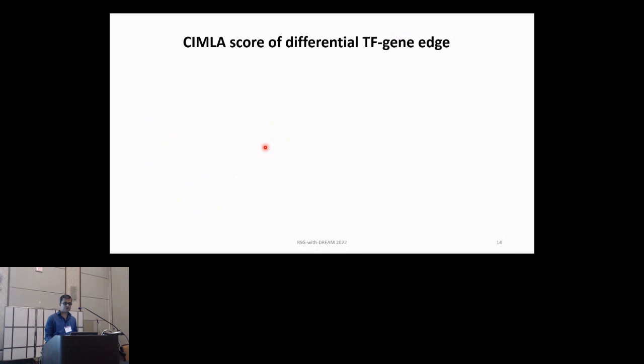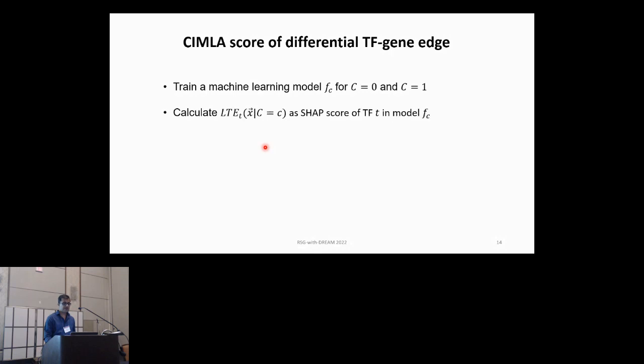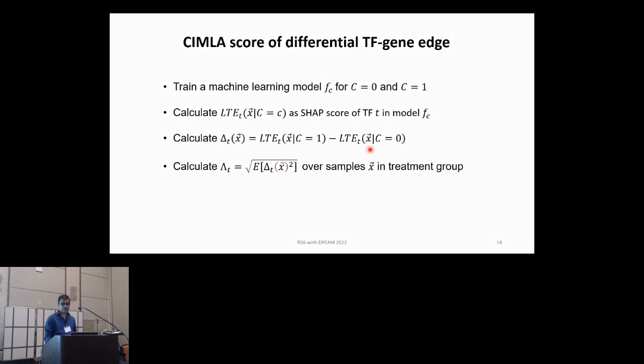So now, having gained a mechanistic or causal understanding of the SHAP feature importance, we are ready to go back to the DGRN problem with this simple algorithm. Train a machine learning model FC on the target gene for each of the two conditions or populations denoted by C. For each sample, calculate the LTE of transcription factor T in each model using the SHAP score. Take the difference of LTE values on the same sample under the two models. Calculate the root mean squared of the LTE values over all the samples in the treatment group. And that's the SIMLA score of differential importance of the transcription factor T for the target gene.